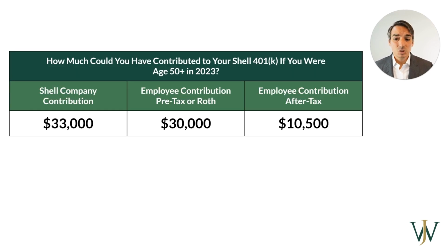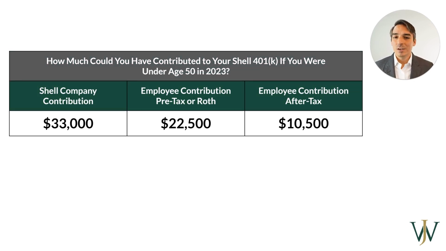If this particular individual was over 50, they could have put in $30,000, either pre-tax or Roth, into the 401k, plus an additional $10,500 after tax into the 401k. If they were under 50, they could have put in $22,500, either pre-tax or Roth, plus $10,500 after tax.